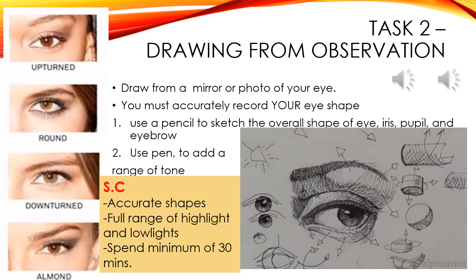To begin, use a pencil to sketch lightly the overall shape of the eye and the iris and the pupil. Remember what you've learnt from the video before. The next step is to use pen to add a range of tone. To be successful, you are going to show a full range of highlights and lowlights. It is useful to use hatching and cross-hatching to build up layers of tone.